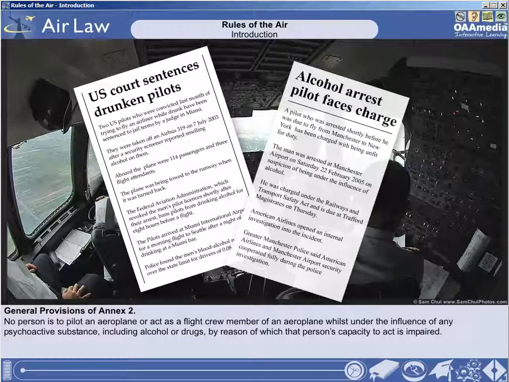No person is to pilot an airplane or act as a flight crew member of an airplane whilst under the influence of any psychoactive substance, including alcohol or drugs, by reason of which that person's capacity to act is impaired. That completes the introductory lesson to rules of the air.